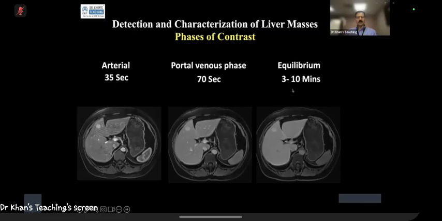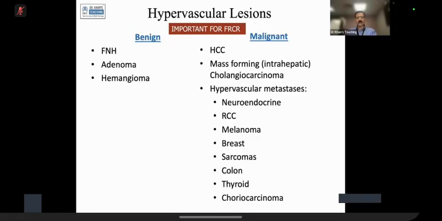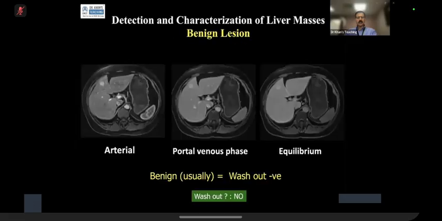Now we utilize this on MR. On a CT scan, we cannot utilize it, otherwise we will roast the patient with radiation, so we cannot do too many phases. Now, the key point is that if a lesion washes out, washout means it becomes darker as compared to the parenchyma. That is taken as a bad sign.